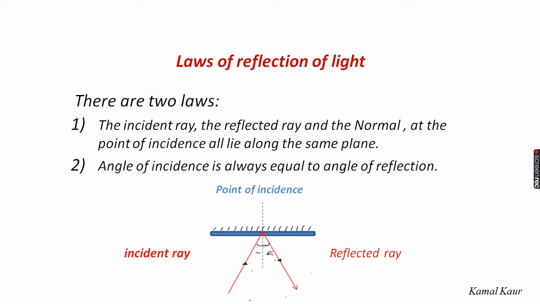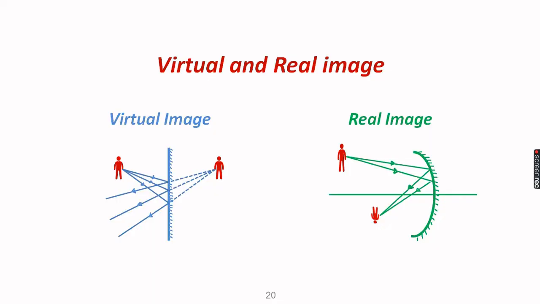Plane mirror forms a virtual image, but there are certain other mirrors which can form real image also. Let's see how these two images are different from each other. In case of a virtual image, the rays which are reflected from an object fall on the surface of the mirror, and after they reflect from the mirror they appear to come from a point. At this point image is formed, which is a virtual image.